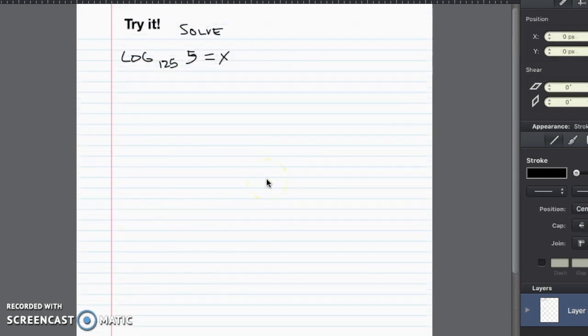All right, now it's your turn. You're going to try and solve this guy. So I have log base 125 of 5 is equal to x, right? So again, that's log base 125 of 5 is equal to x. So solve for x. And I'll catch you on the next video.